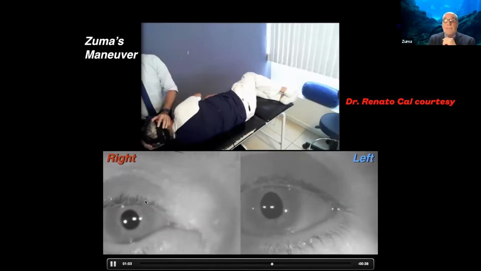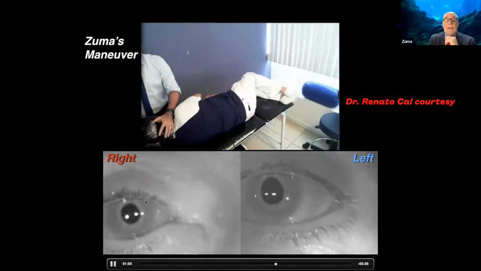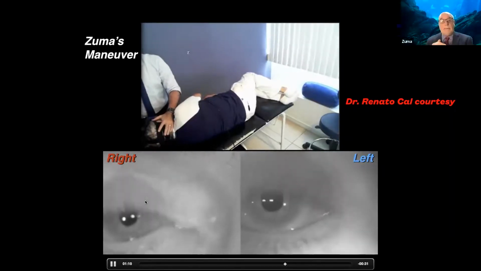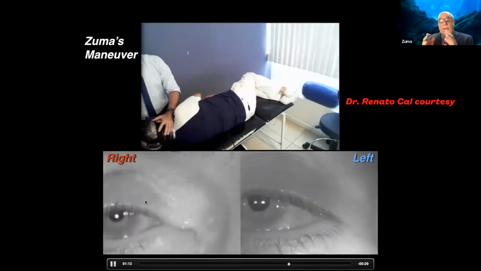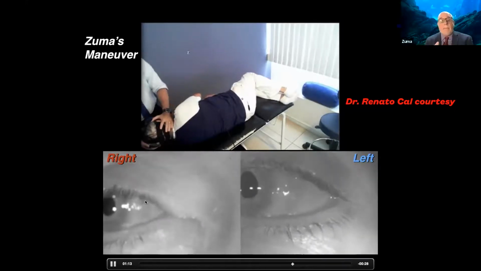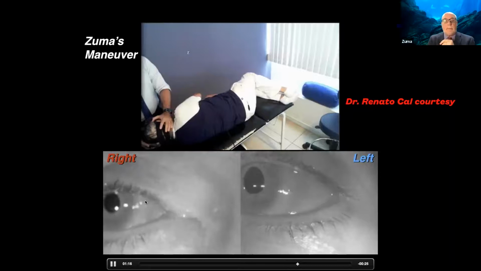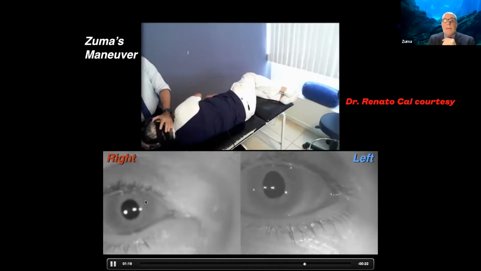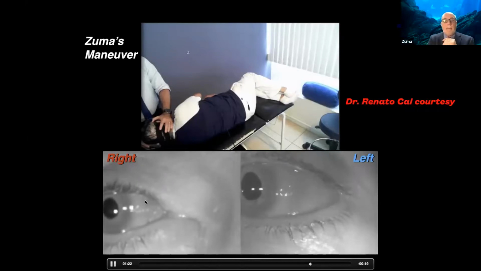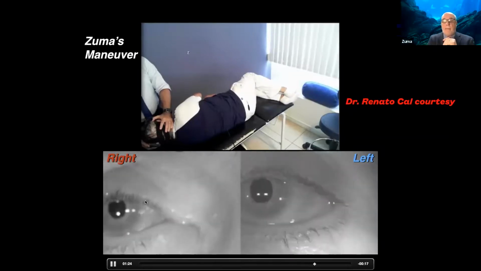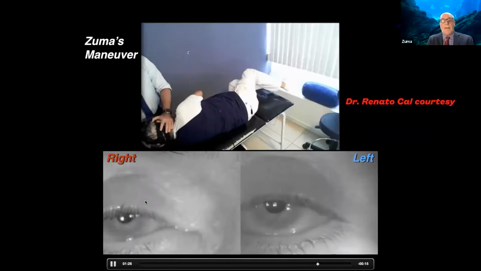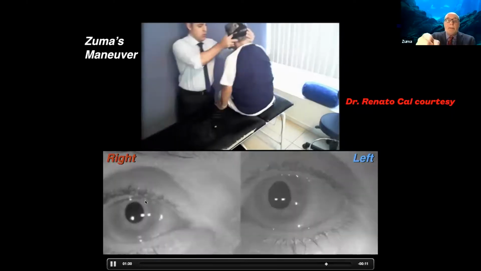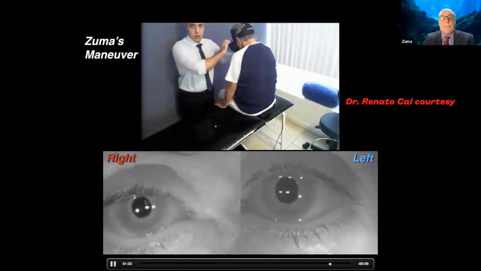So, sit the patient up, head down, tilting the head down, sliding forward. When the nystagmus disappears, okay, the patient is sitting with the head down. This is important, very important.